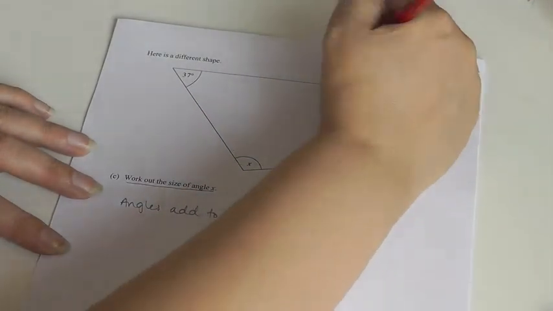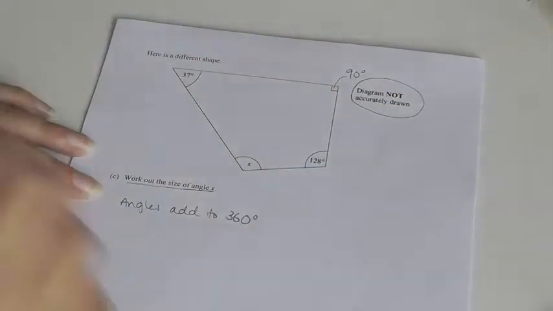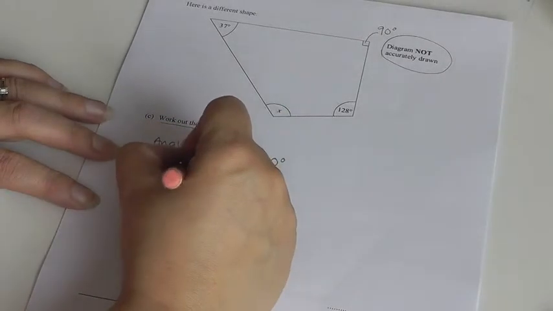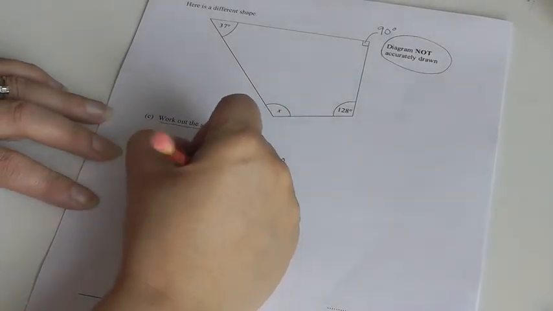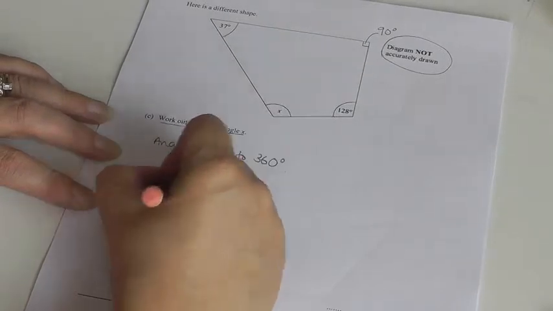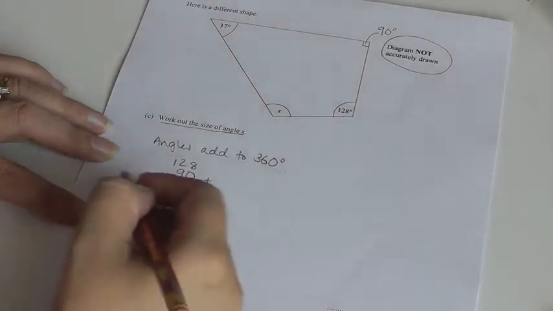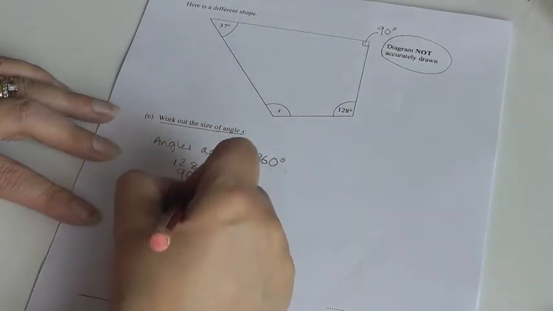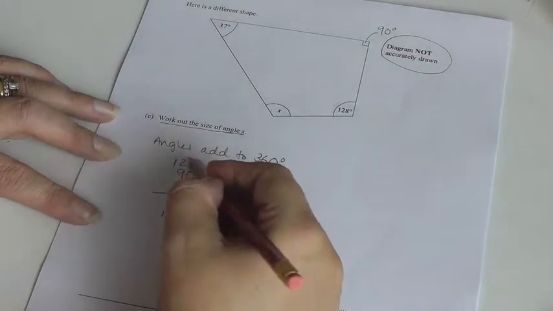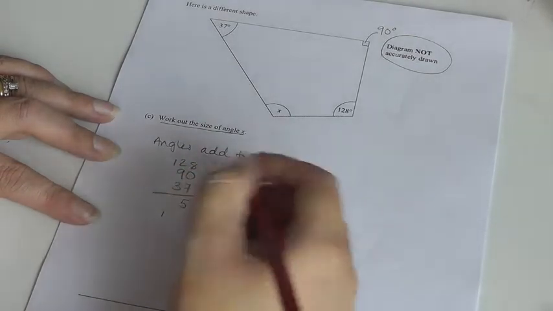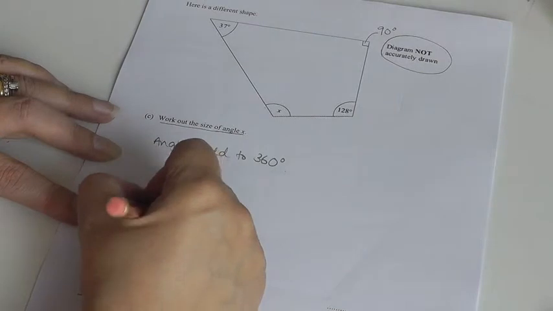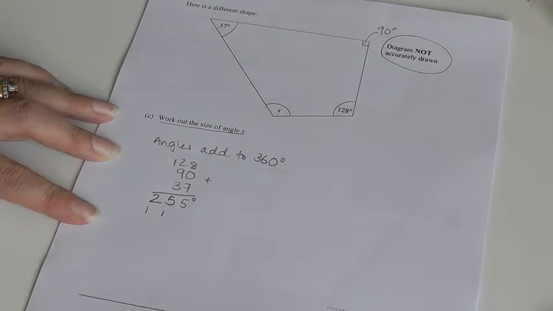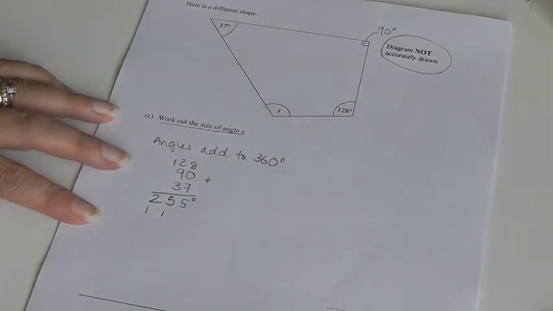Remember that we know that this angle measures 90 degrees because it's a right angle. So I'm going to add up 90, 128 and 37 using a column addition. Remember to line everything up so that units are aligned with units and tens aligned with tens. 8 plus 7 is 15. 2 plus 9 plus 3 plus 1 is also 15. And 1 plus the 1 I carried is 2. So the angles we know add to 255 degrees.